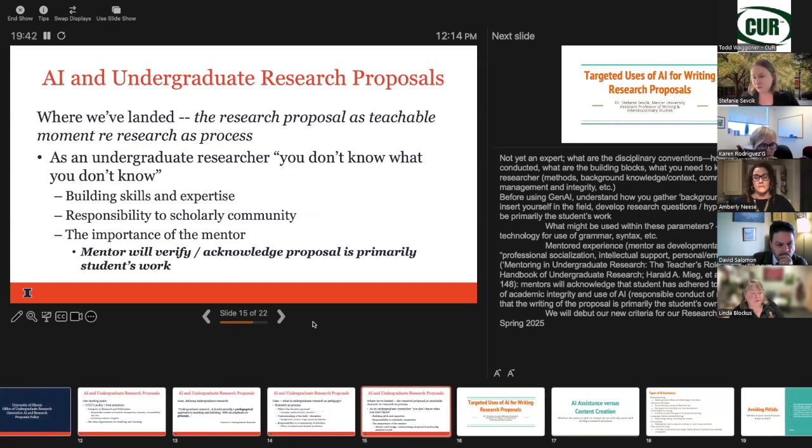So again, we start from the place where an undergraduate researcher, particularly a novice, doesn't know what they don't know. So we introduce them to the skills and expertise they're going to develop as researchers, and what it means to be responsible to a scholarly community. This idea of academic integrity: you're going to present your own work, not the work of others. Crediting your sources, not fabricating data, not knowingly spreading false information or altering evidence. Basically, avoiding any kind of academic dishonesty that would erode academic integrity and intellectual credibility.